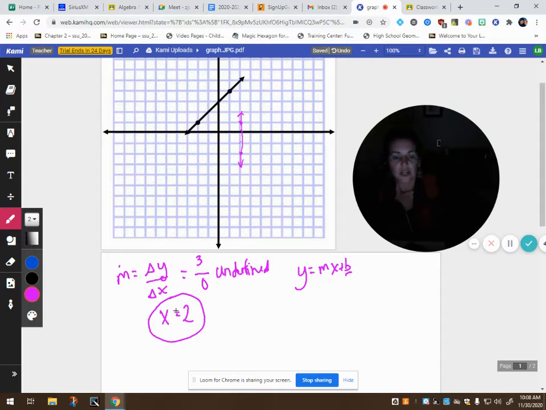X equals a number. In this case, if I'm looking at this blue line here, how would I write the equation of this line? Well, x is always equal to 1, 2, 3, 4, 5. It doesn't matter where I'm at on this line. My x is equal to 5. So the equation of this line would be x equals 5.